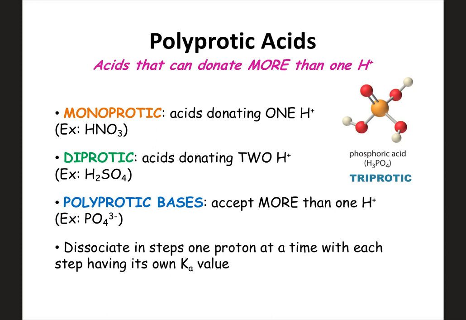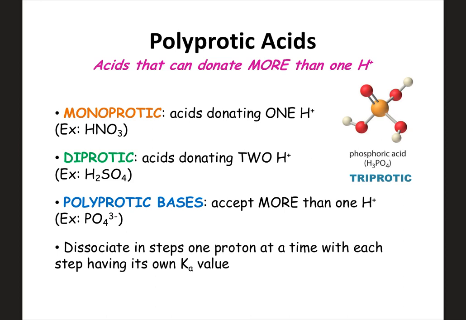Polyprotic bases basically can accept more than one H plus. For example, PO4 3 minus could accept three H pluses. So that would be a polyprotic base. These polyprotic acids dissociate in steps, one proton at a time. Basically it would lose one proton at a time here, and each step would have its own Ka value. All right, so that's important.